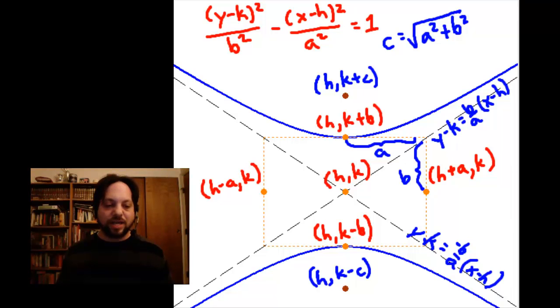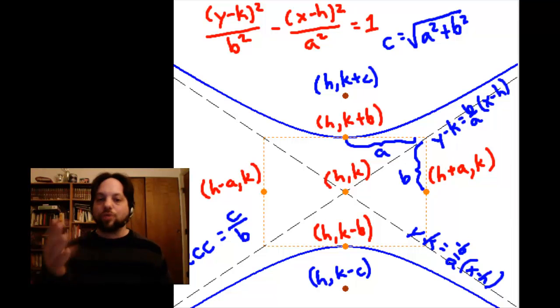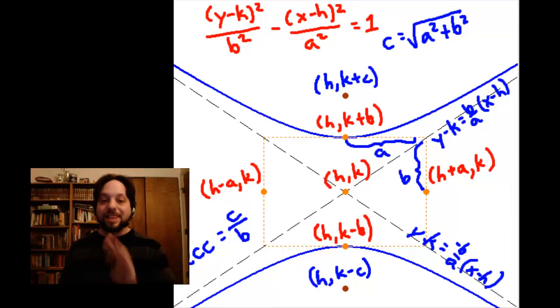Last thing to deal with, again, eccentricity. And eccentricity we should be familiar with by now is simply the focal length over the major axis length. So in this case, eccentricity will be c over b. So hopefully that's real easy to figure out. Hopefully nothing about that was overly difficult. And with that, let's go ahead and take a look at a couple hyperbola problems. And then we'll actually do some calculus.